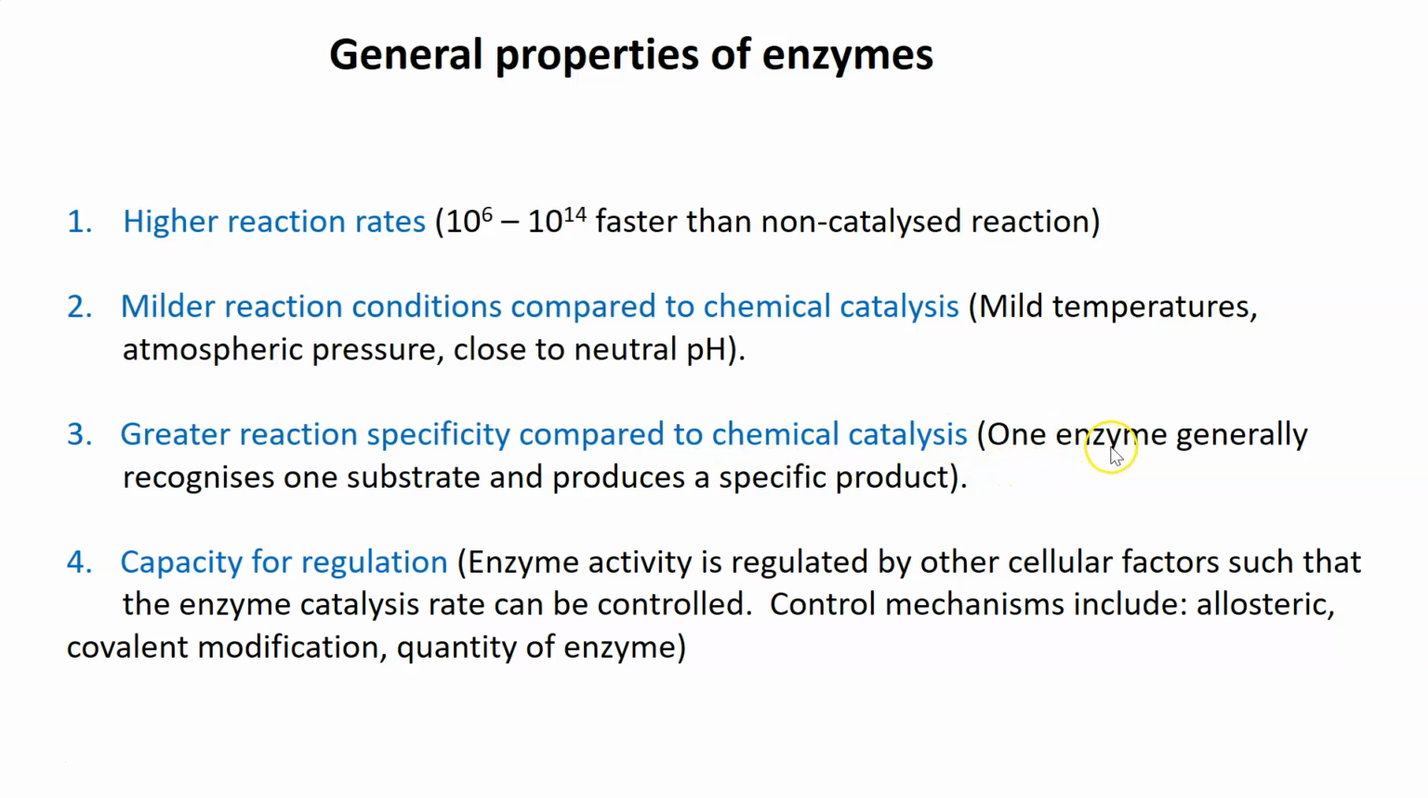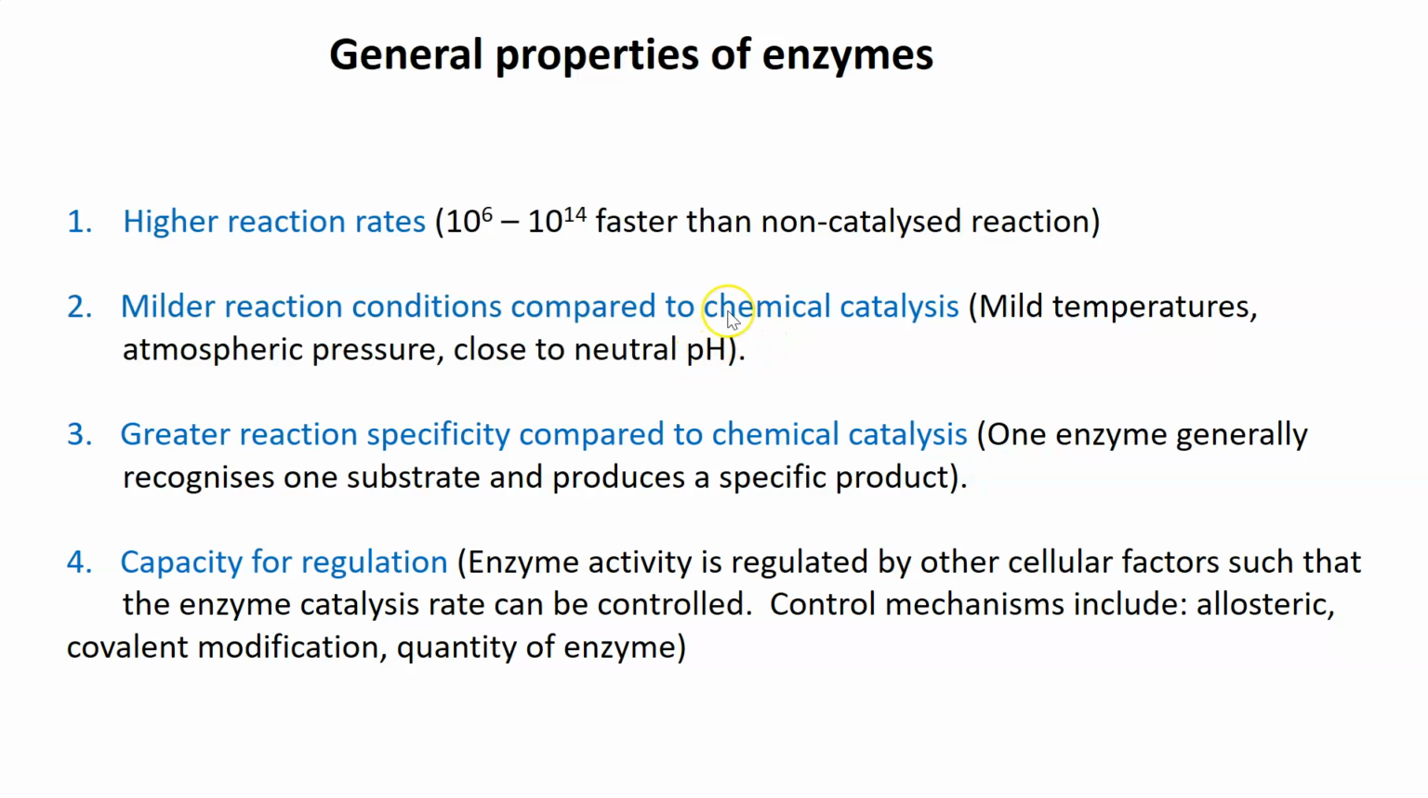Generally speaking, we can generalize to a certain extent that one enzyme recognizes one substrate and produces a specific product. There's much more nuance to that than this statement implies. Enzymes can have a diversity of substrates, which we'll come on to in a few minutes. Now, in terms of regulation, we can turn down the temperature, we can turn down the pressure in these industrial catalysis.